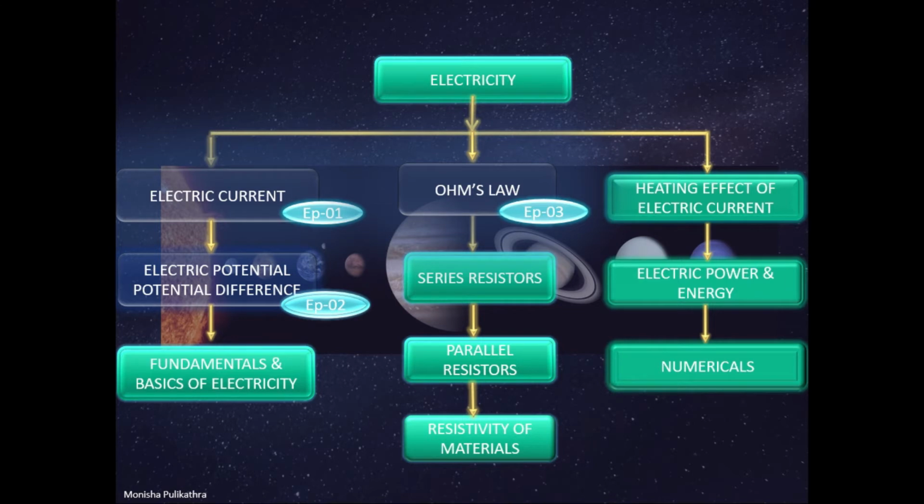Our map of electricity is here. Shall we have a quick glance at it? We have already completed 3 episodes which include electric current, potential difference and Ohm's law. If you have any queries or doubts, go to the description below. Let us start with the resistor and its resistance.